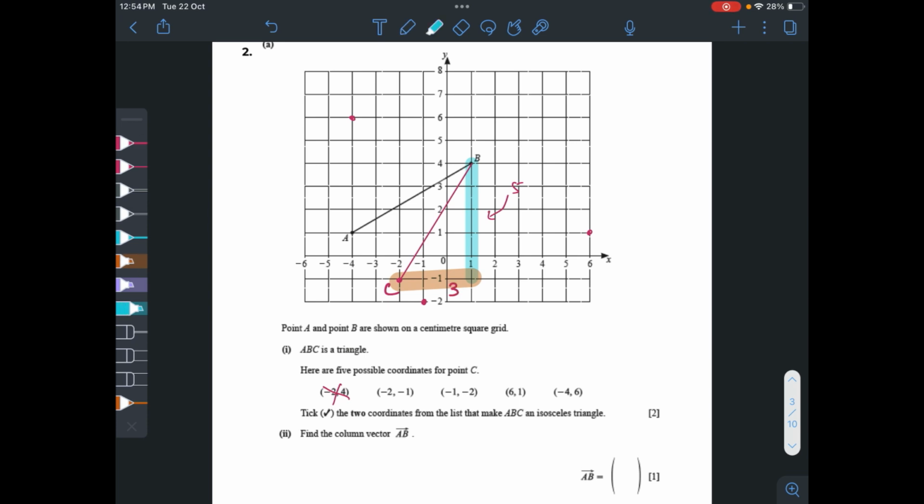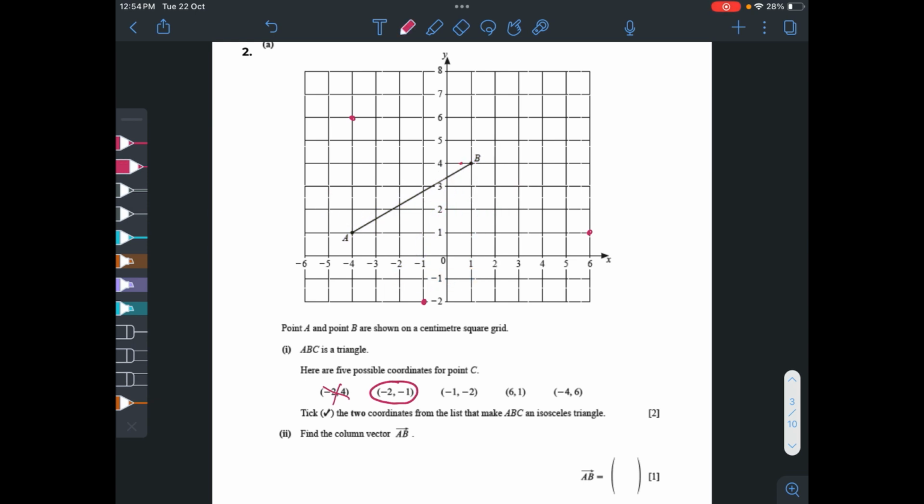Now let's do the same for A to B. This would be 5 units, because 1, 2, 3, 4, 5, and then this would be 3 units, so this would be 3 again. So this is one of the points that makes an isosceles triangle, because using the Pythagoras theorem, both the lengths AB and BC come out to be the same. Let's check the next point over here. So this is one of the points.